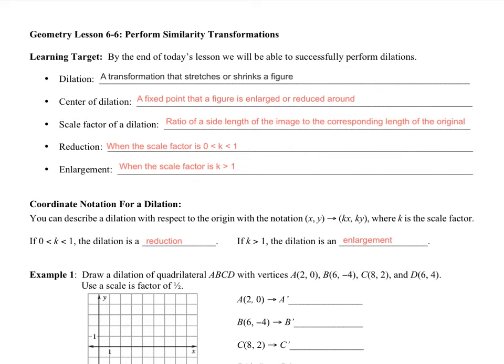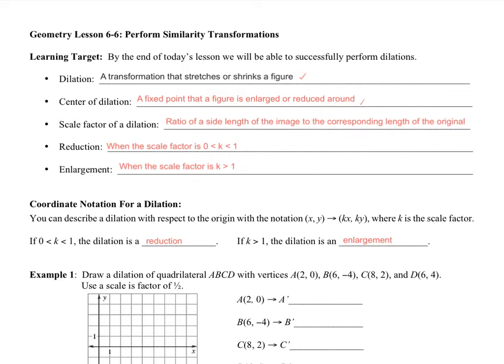So a dilation is a transformation that stretches or shrinks a figure, and a center of dilation is the fixed point that a figure is enlarged or reduced around. Scale factor of a dilation is the ratio of a side length of the image to the corresponding length of the original. And a reduction is just when the scale factor is between 0 and 1, and an enlargement occurs when the scale factor is greater than 1.